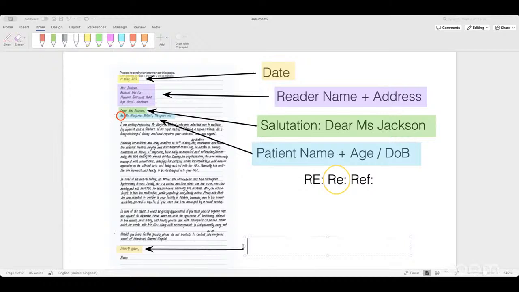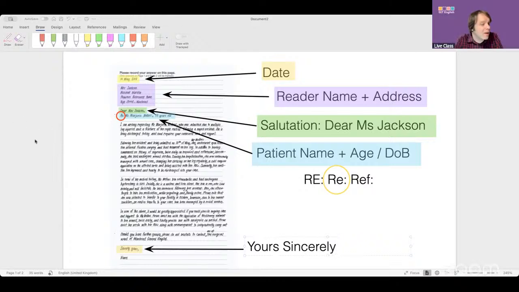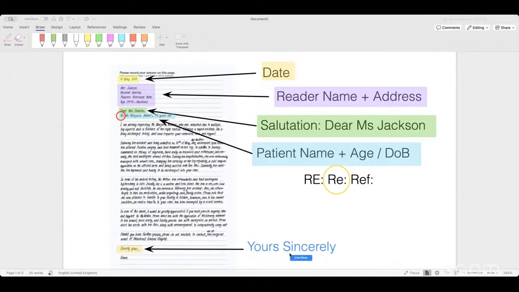Well, according to what I've read before now, if you know the name of the reader, you can say yours sincerely. But if you do not know the name of the reader, you write yours faithfully. Is that right, guys? If I have the name, I'm saying Mrs. Jackson. Is that right, guys? Yes. Everyone agree?